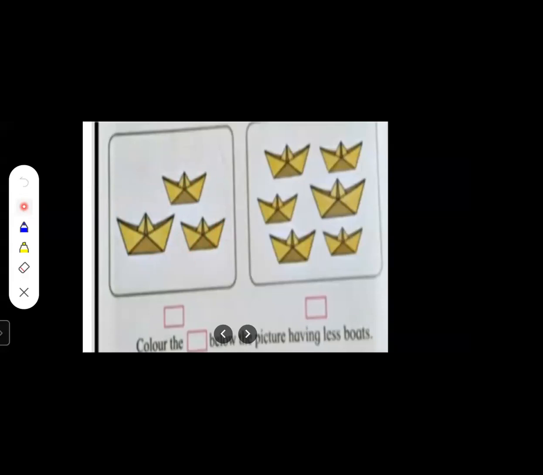1, 2, 3. Here there are 3 boats. Here 1, 2, 3, 4, 5, 6. 6 boats. So which number is bigger, students? 6 or 3? 6 is bigger and 3 is smaller. Smaller means less, right? So 3 is the lesser number. So we will color this box, because here it is written color the box below the picture having fewer boats. So 3 is less than 6.